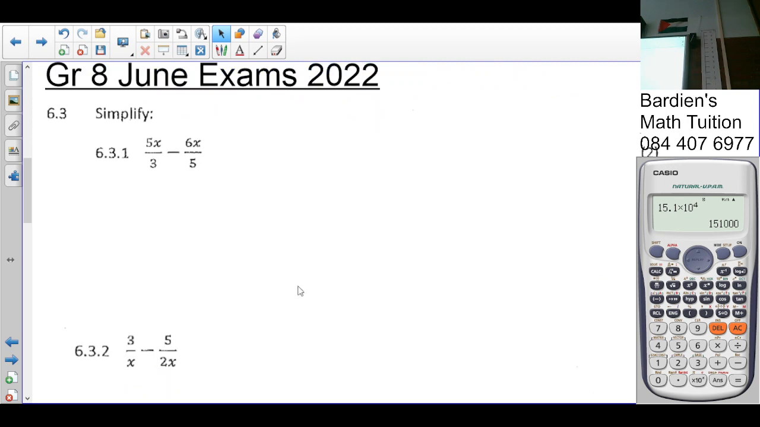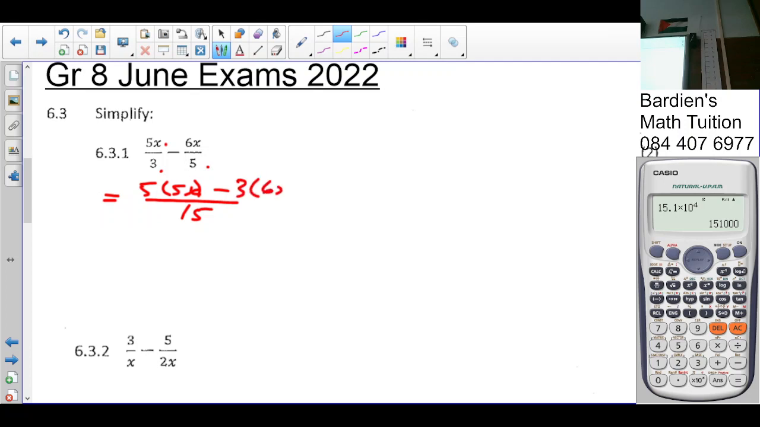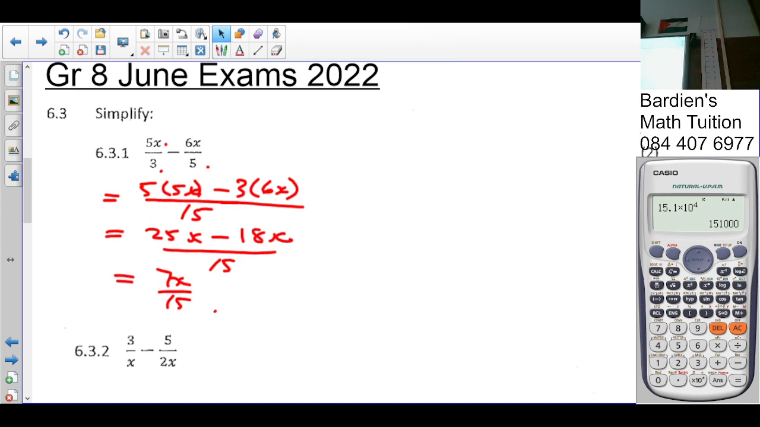6.3, simplify. We have an LCM here of 15. 3 times that by 5. So it's 5 times 5x minus, times by 3. So it's 3 times 6x. So 5 times 5x is 25x minus 18x over 15. 25 minus 18 is 7, so it's 7x over 15.